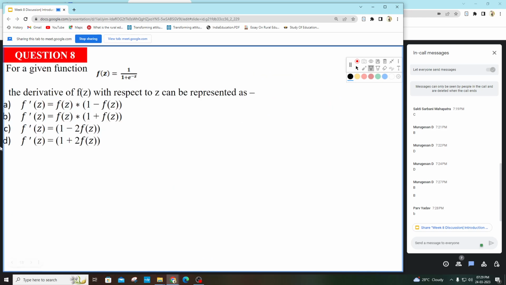Yes, sir. Okay. Now for a given function fj, what type of function is this? This is your log sigmoid function, and the derivative of fj with respect to j can be represented as... So these are your options. Anyone, any guesses for this? Okay, Murugesh is telling here.